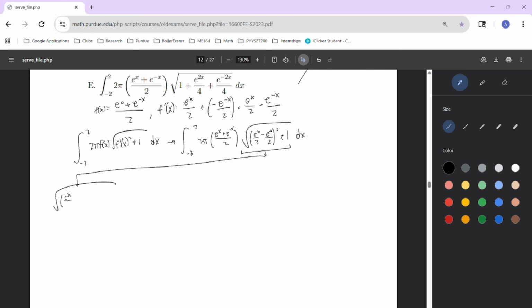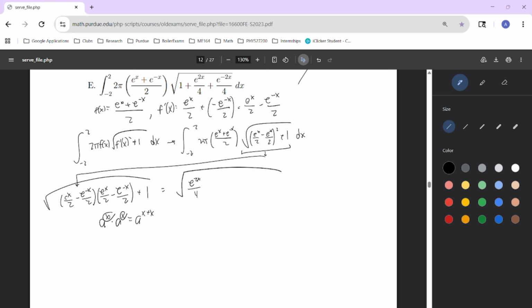Actually, it'd be better to write it like this. E to the x over 2 minus e to the negative x over 2 times e to the x over 2 minus e to the negative x over 2, and then plus 1, like so. This would become the square root of e to the 2x over 4. As you can recall, if you have something like a to the x multiplied by a to the x, that would just become a to the x plus x.